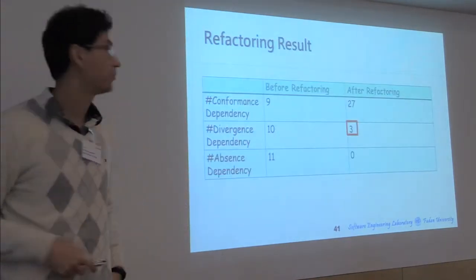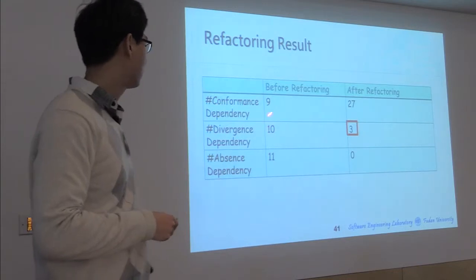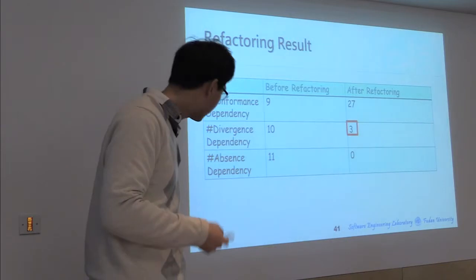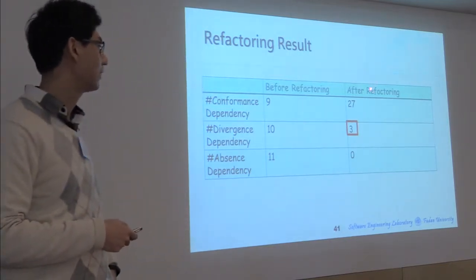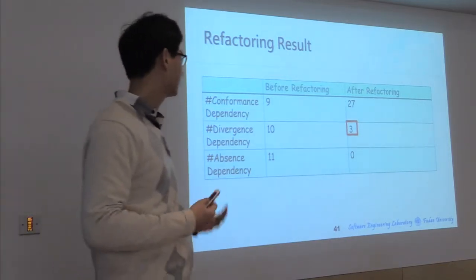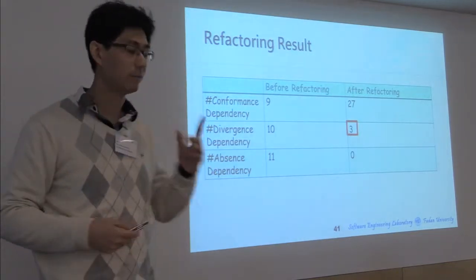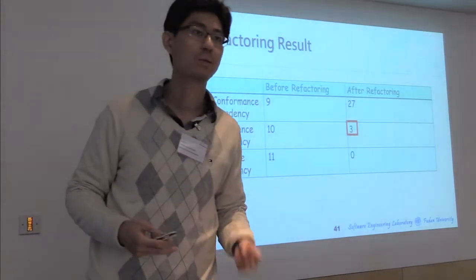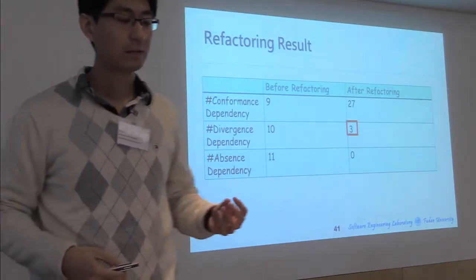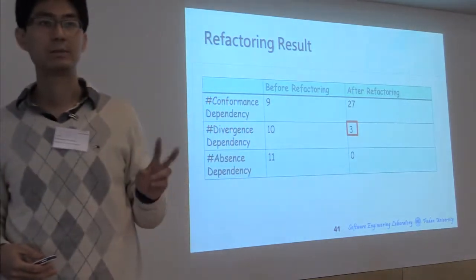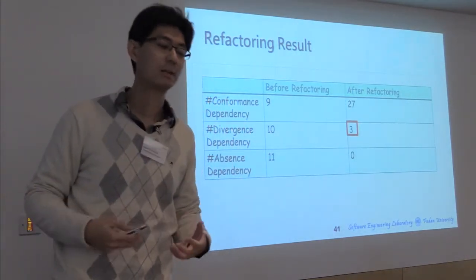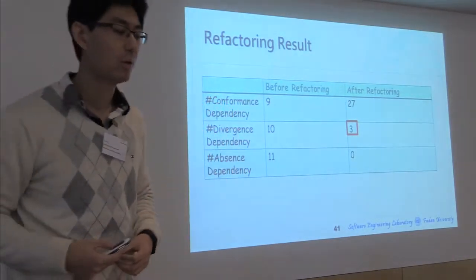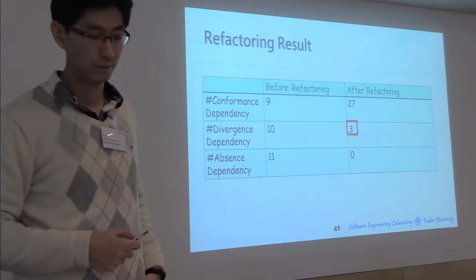Our results show that before the refactoring, based on the reflection model, it had 10 divergence dependencies and 11 absence dependencies, and after refactoring, almost all the inconsistent dependencies were removed. However, 3 divergence dependencies could not be removed. We checked the reason, and we find that the main reason is that we only support 3 types of basic refactorings. In some cases, our techniques are kind of limited from an engineering point of view. So we may improve this part in the future.